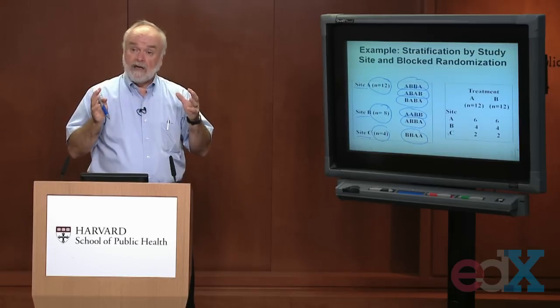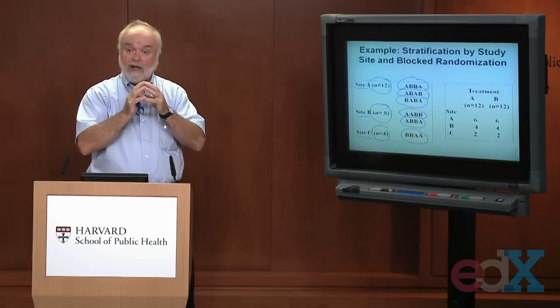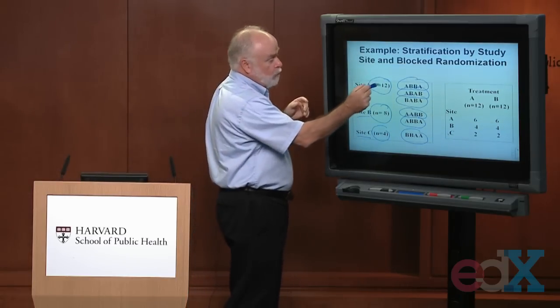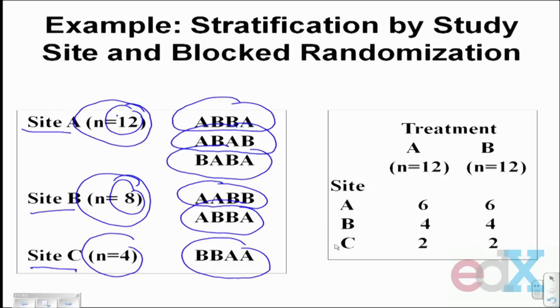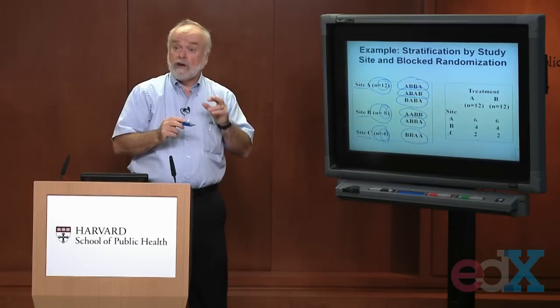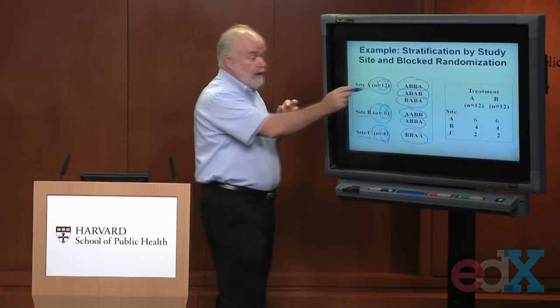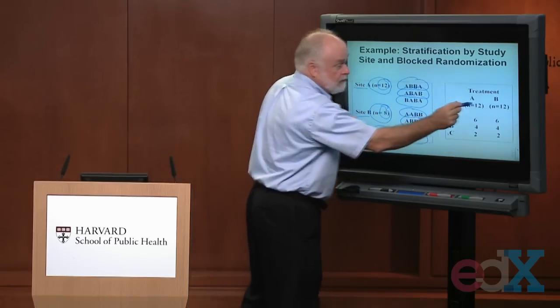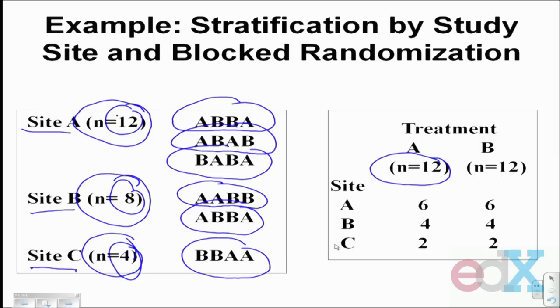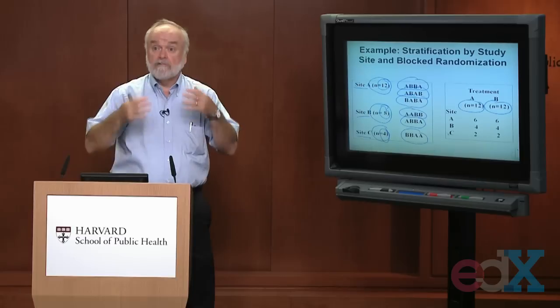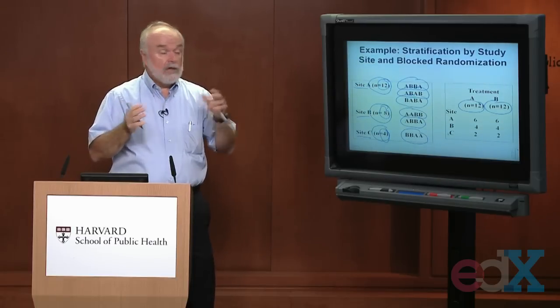Now, at the end of the day, if I combine everybody into one analysis, I end up having 12 plus 8, 20, plus 4, 24 people in my study. Let's see how well the blocked randomization worked. If you count the number of people who got A, it's going to be 12 people. If you count the number of people who got B, it's going to be 12 people. So one implication of block randomization is equal numbers of people in my entire study are given treatment A versus treatment B.